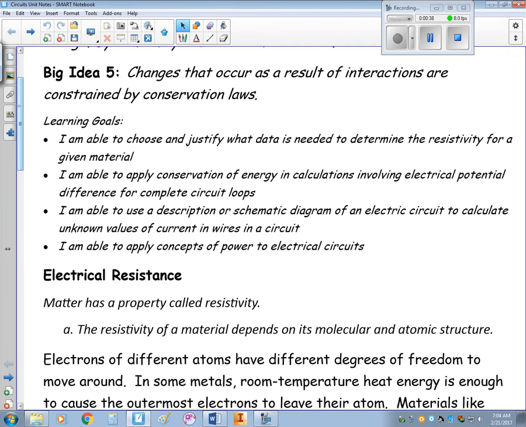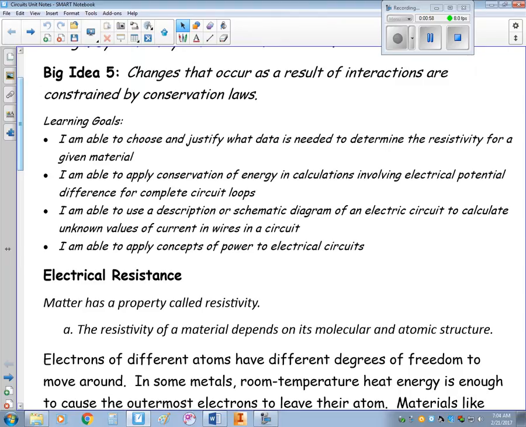So the learning goals for this one, I want you to be able to choose and justify what data is needed to determine the resistivity for a material. I want you to be able to apply conservation of energy in calculations involving electric potential differences for complete circuit loops. That's going to be a lot easier than you think.